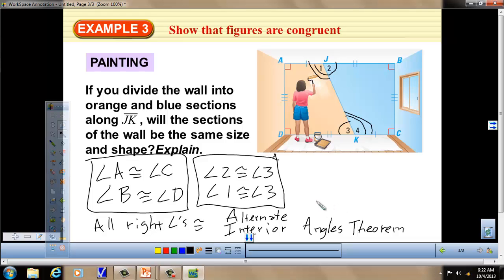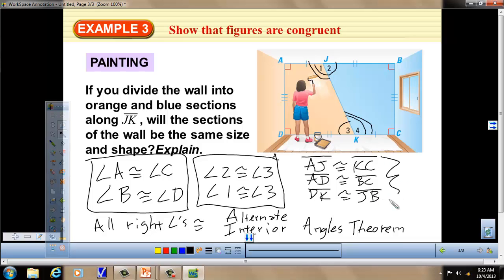And then the other ones are just basically because it's given. So we can say AJ, because it has the same markings as KC, those are congruent. AD is congruent to BC. DK is congruent to JB. And these are all because it's given.